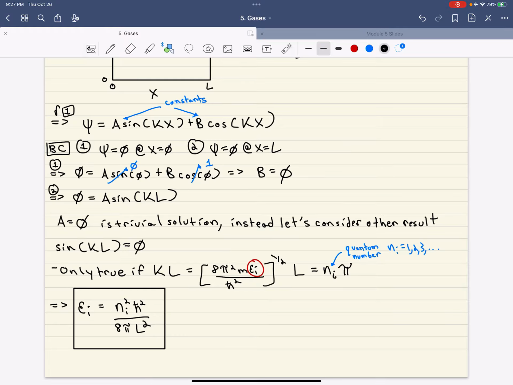Okay? Alright, and so this result we get here, it's simple looking, but it's actually very profound. Because epsilon_i describes the energy of our particles, and on the right-hand side, everything here is a constant. But the quantum number here is not a continuous function. It can only take on integer values. And so what this result tells us is that not only is the quantum number a discrete value, but the energy of our particles is also going to adopt discrete values.